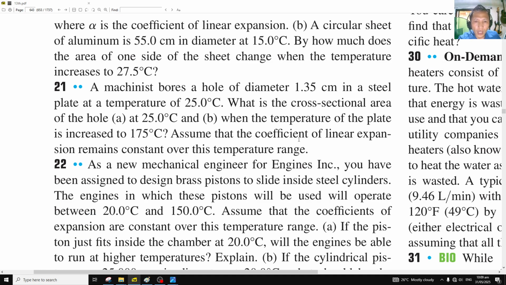Now, when the temperature of the plate is increased to 175 degrees Celsius, assume that the coefficient of linear expansion remains constant over this temperature range. Since you are CE students, I do believe this is one of your major subjects. The coefficient of linear expansion as the temperature rises is directly linear. That is problem 21, because this is physics. It tells us to assume that the coefficient of linear expansion remains constant over this temperature range.